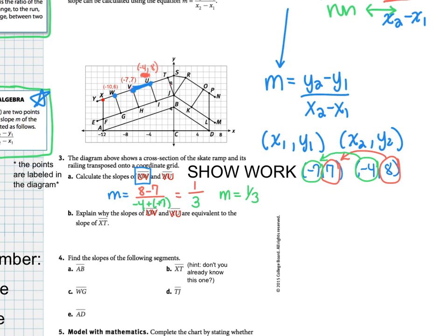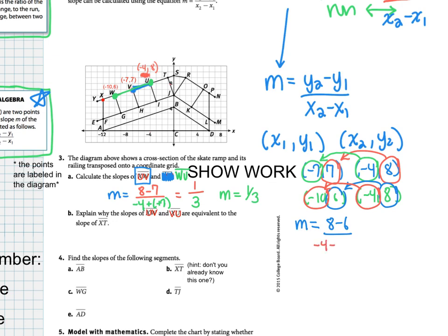Now, the second one I wanted us to find the slope of is not VU again, since that is the same segment. This time, let's find the slope of WU. So WU, if we look back at our diagram, is going to go from here to here. And this time, we are looking at the points (-10, 6) and (-4, 8). So if we do the same strategy, first we identify our y values, and we can subtract them in any order. So I'm going to do 8 minus 6. Then we identify our x values, -4 and -10, and subtract in the same order.